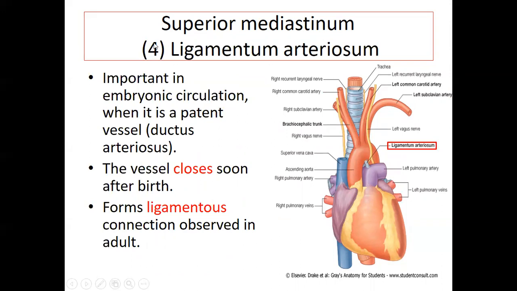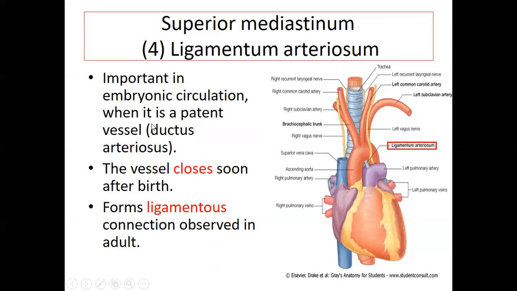The other structure that is also present in the superior mediastinum is the ligamentum arteriosum. You can see here, this is the ligamentum arteriosum. Just now I mentioned the brachiocephalic trunk, left common carotid artery, and left subclavian artery arising from the superior border of the arch of aorta. We also have the ligamentum arteriosum. It is important in embryonic circulation.